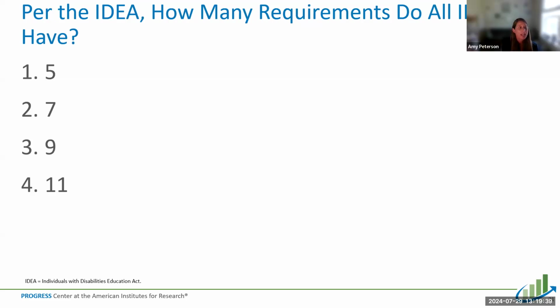So go ahead and mark down one. If it's a 1, it's 5 components. If it's a 2, it's 7 components. If it's a 3, it's 9 components. If it's a 4, it's 11. How many do you think it is? Go ahead and take a second to answer that. And if you were paying attention a couple slides earlier, Stephen told you those components.